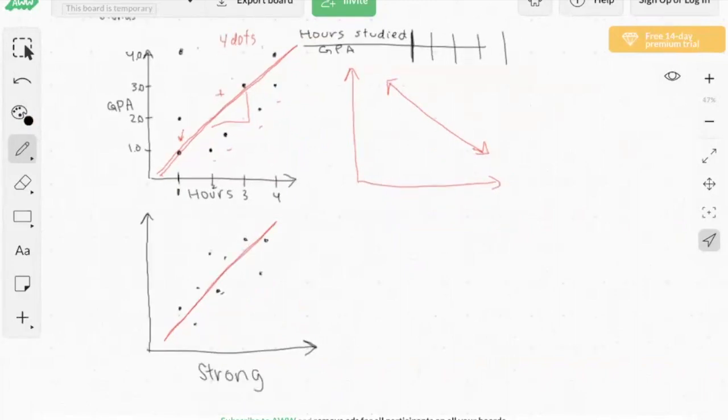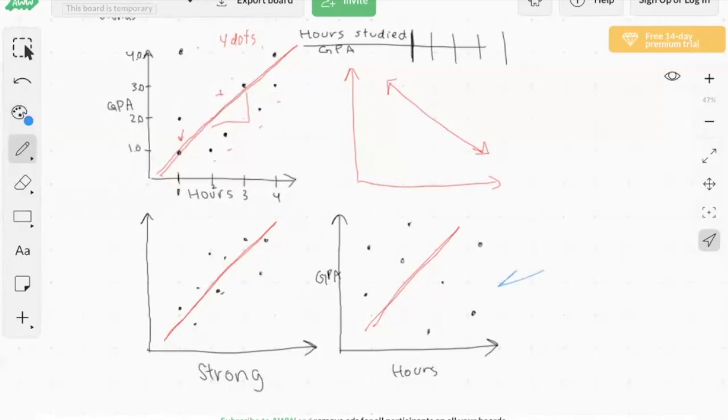and a plot like this, on the other hand, would be considered weak association. In other words, let's say again, this is hours and GPA in just like an experimental sense. If you wanted to prove that the more hours you study, the better GPA you get, and when plotted your information looks like this, it would just mean that you have weak evidence. It's a weak association, so your evidence is weaker than if your plot looks something like this.